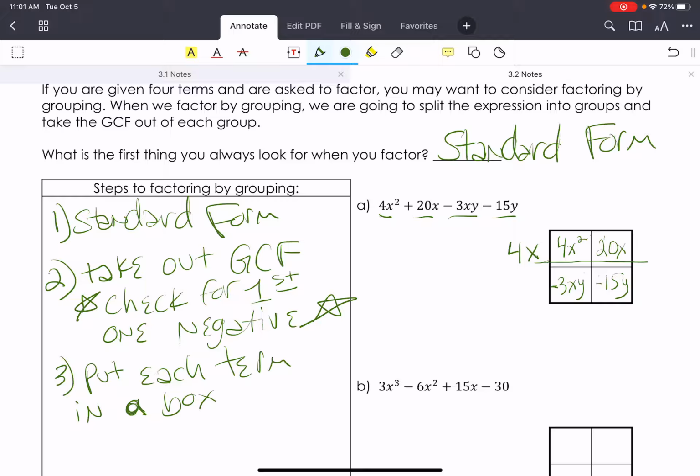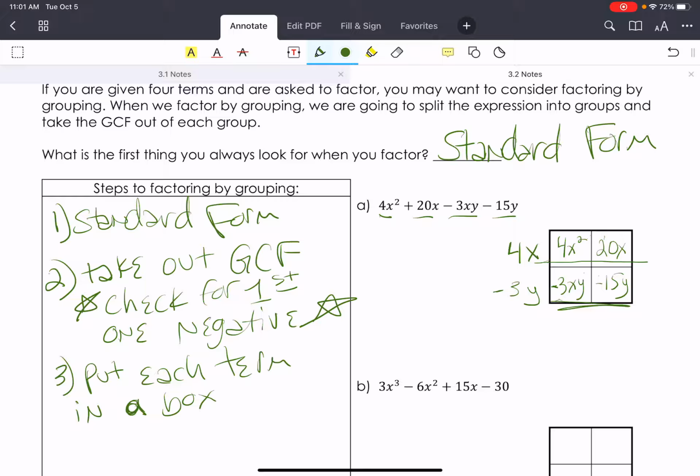Okay, so now I'm going to look at the bottom row. Do both of those have an x in it? No. Do they both have a y? Yeah. Okay. What else goes into them? 3. So 3y? Ah, because the first one is negative, so negative 3y. Good. Are we good?